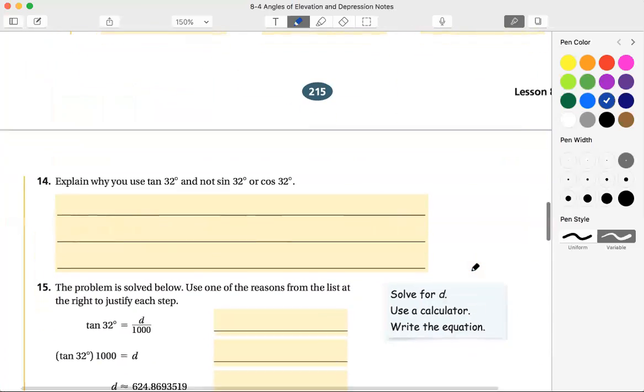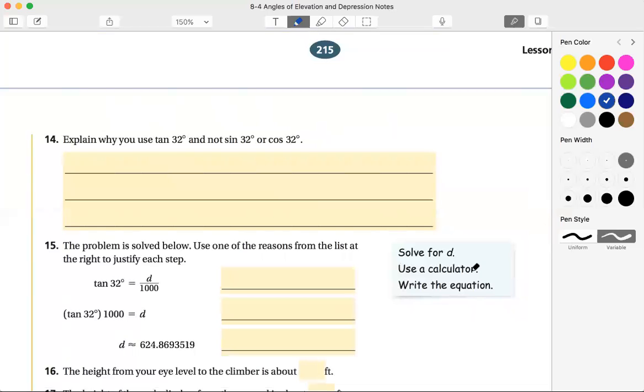Okay, so explain why we use tangent and not sine or cosine. Because the ratio that uses the unknown height and the given 1,000 feet is the tangent ratio.